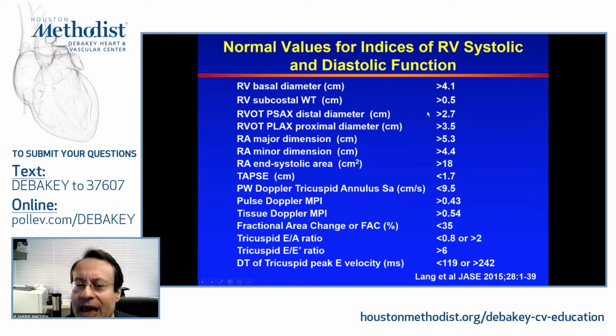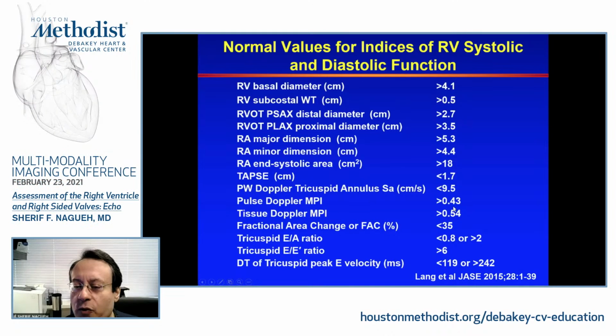The RA long axis diameter should not exceed 5.3. For the minor diameter, it's at 4.4. The end systolic area is 18. TAPSE is abnormal if less than 17 millimeter. S prime is abnormal if less than 9.5 centimeters per second. The myocardial performance index by pulse Doppler is abnormal if it exceeds 0.43, by tissue Doppler if it exceeds 0.54. Fractional area change is abnormal if it is less than 35%.